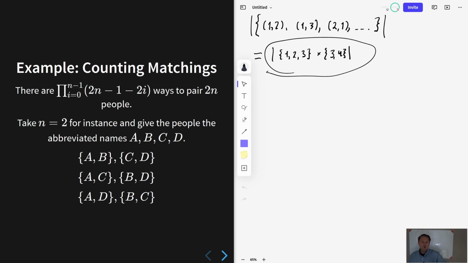So in particular, here's one matching. I can match A with B, put them together in a set. And I can match C with D, put them together in a set. That is a matching of all people, right? So everybody is in precisely one of the partitions here, and each cell of the partition has 2 elements. So that's a matching. And I've listed all of the matchings. There are 3 of them. So when n is equal to 2, the number of matchings should be 3.